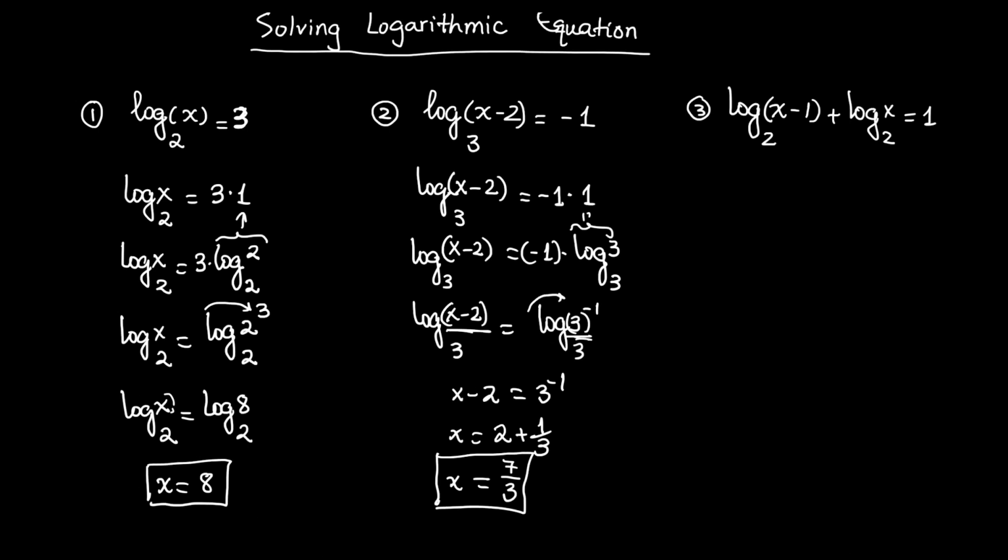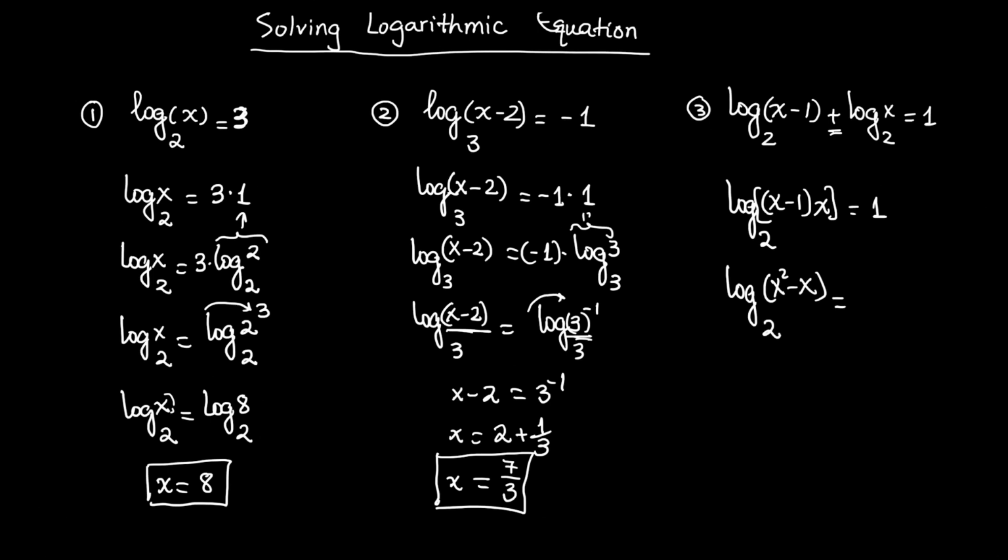Number 3, I want to have one log on one side and on the other side. So that means here I have two logs. I have to use the laws that we know. I have a plus here, and they have the same base, so I can have one unique log base and multiply the arguments, x times x minus 1, has to be equal to 1. I then have log base 2 of x squared minus x here has to be equal to 1.